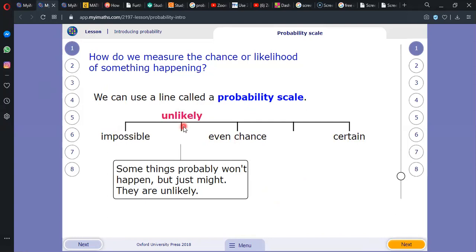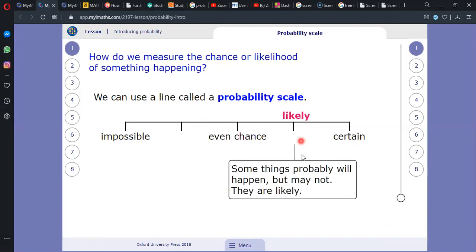Now, when you have on your scale, in between impossible and even chance, you will see that you are saying that it's not 50-50 and it's also not impossible. So we just use the word unlikely to denote that. Some things probably won't happen, but it just might. So we use the word unlikely to express that.